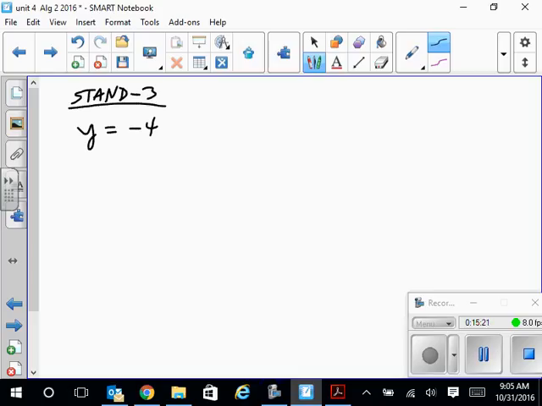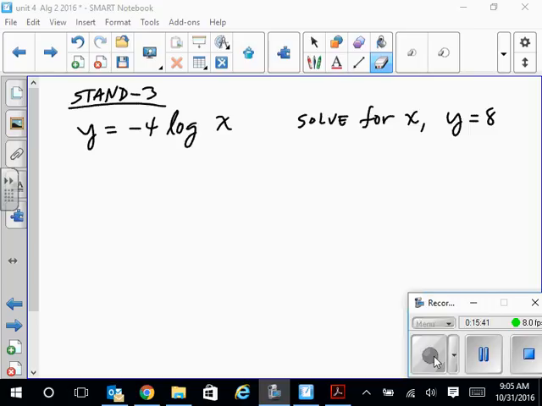Step 1, where do I put the 8? So where am I going to put the 8? In the place of what? In the place of the y. Someone else, someone different, tell me what to do with that -4. We've got to get rid of that. Close. We are going to do something with that -4.